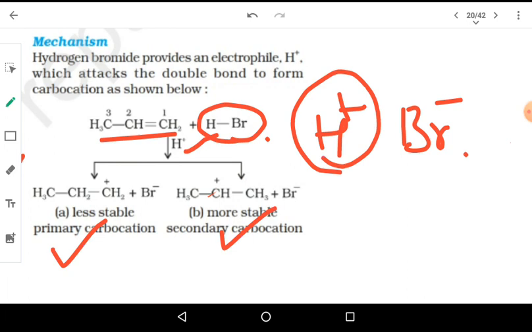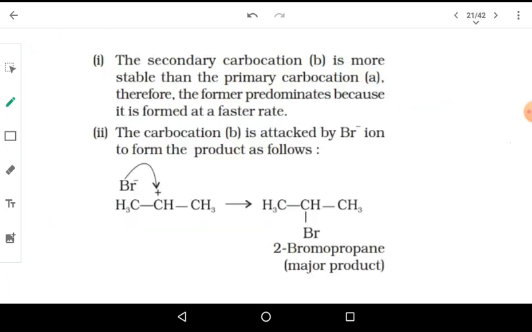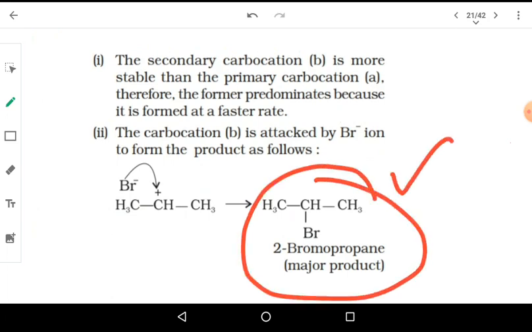And as we know, the secondary carbocation is more stable as compared to the primary carbocation. Since it is more stable, we will follow this one and not the other. So to this we will add the Br-. The bromine will substitute at the second position and it is going to be the stabilized product. So we are getting 2-bromopropane as the major product, right?